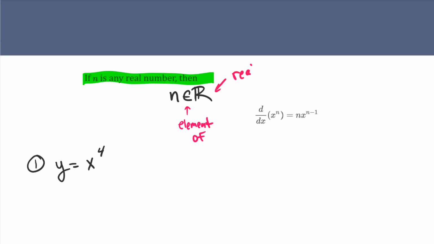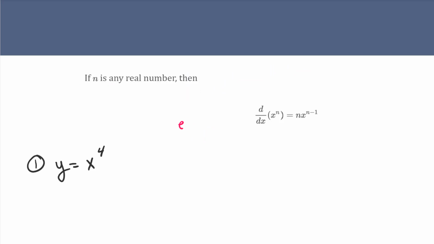That's the real numbers. What do you know about the real numbers? Like negative infinity to infinity? No i's. So don't put any i's in that, or maybe this won't work. Whatever. Don't stress. Let's get rid of this.